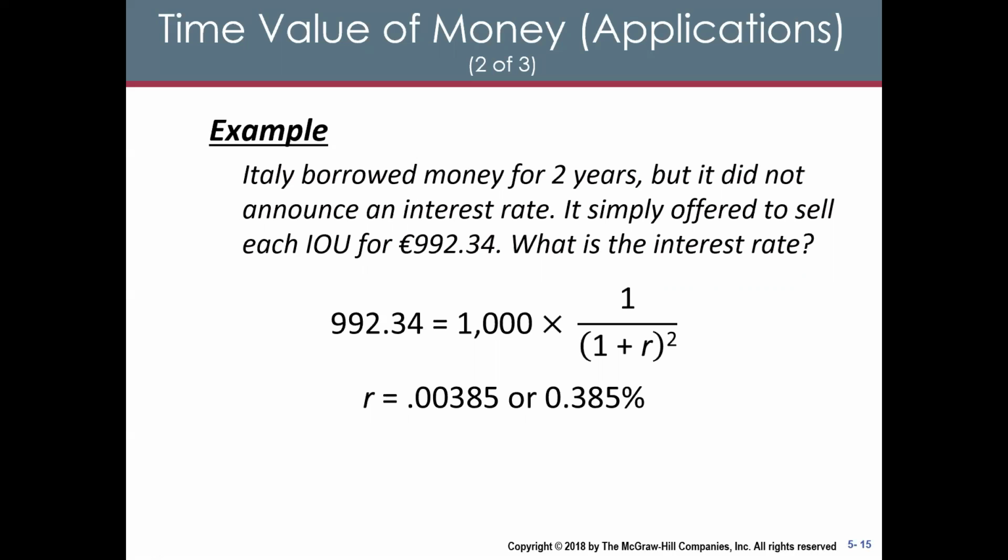In this example, the present value, what you need to pay to purchase this IOU, is 992.34 euros. At the end of 2 years, you get back the face value, 1,000 euros. That's the future value. The discount factor is 1 over (1 plus r) squared, because it runs for 2 years. You solve for r, the discount rate or the interest rate, and r gives 0.385%. That's the implied interest rate here.